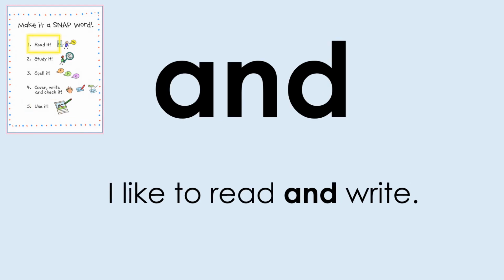All right, here's our next snap word. First, let's read it. Can you read this word? And. I like to read and write. And. Now let's study it. What do you notice about the word and? And has 3 letters, but makes only 1 syllable. Maybe you notice that there's another snap word inside of the word and. Can you read the snap word inside of and? Yes, an. And has an inside, so it's and.